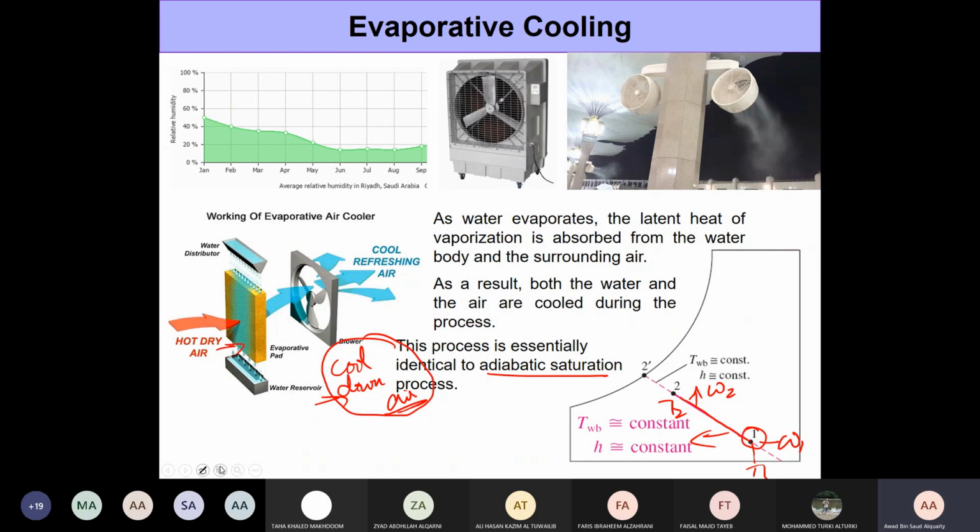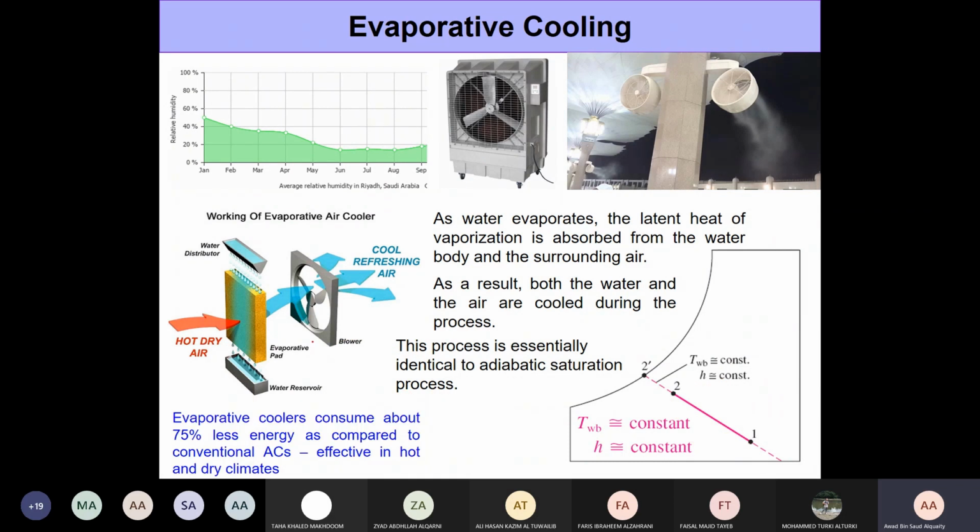And since we're able to cool down the air, this is something that can be used to replace the conventional air conditioning systems, right? Like the ones that work on vapor compression refrigeration. So if you just compare an air cooler or an evaporative cooler with the conventional ACs, you will see that evaporative coolers consume 75% less energy, right? So they make a lot of sense, especially in hot and dry climates where the relative humidity of the air exiting the air cooler is in the desired range, which is 30 to 50%.